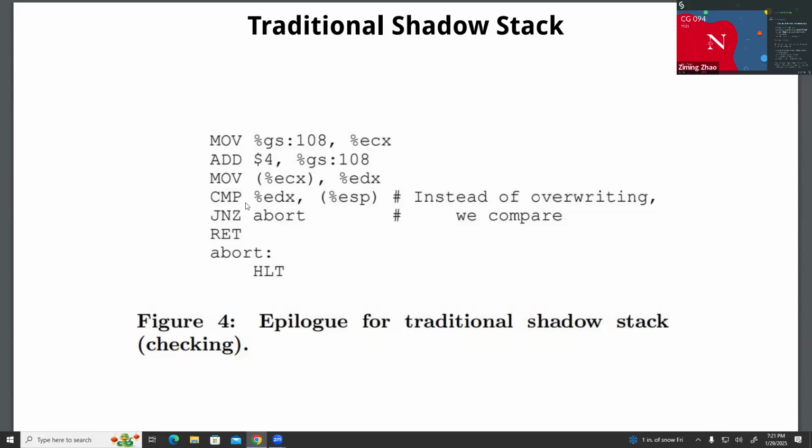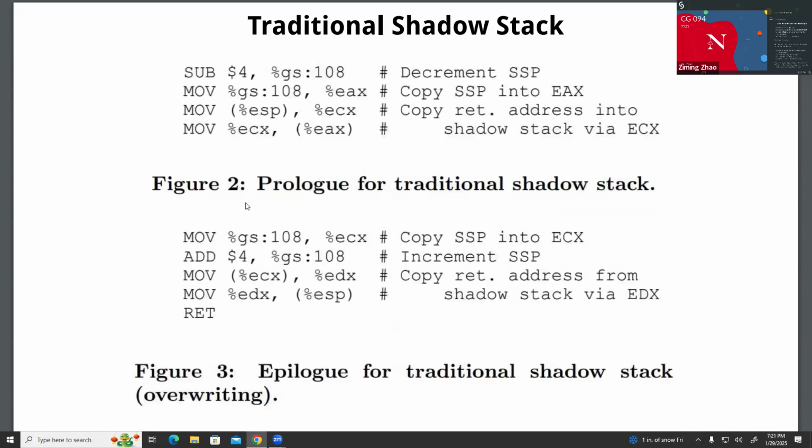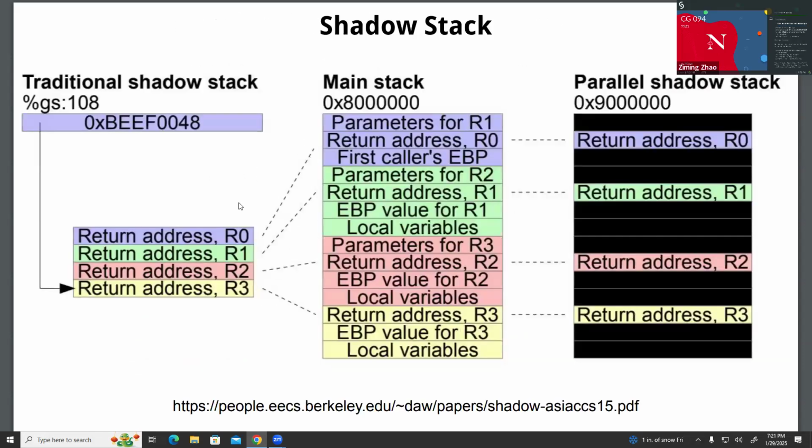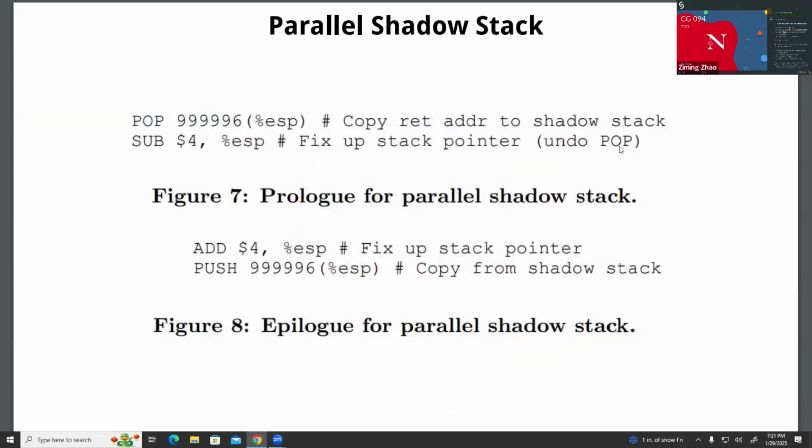So the benefit of traditional shadow stack is you're not going to use a lot of memory, right? Because you are not wasting space here. Another approach is the parallel shadow stack, where the original return address always has a constant offset, a distance to the return address on the shadow stack. The benefit of this is the implementation is much simpler. You can see we are only using 4 instructions to do this. Okay. So this is a prologue.